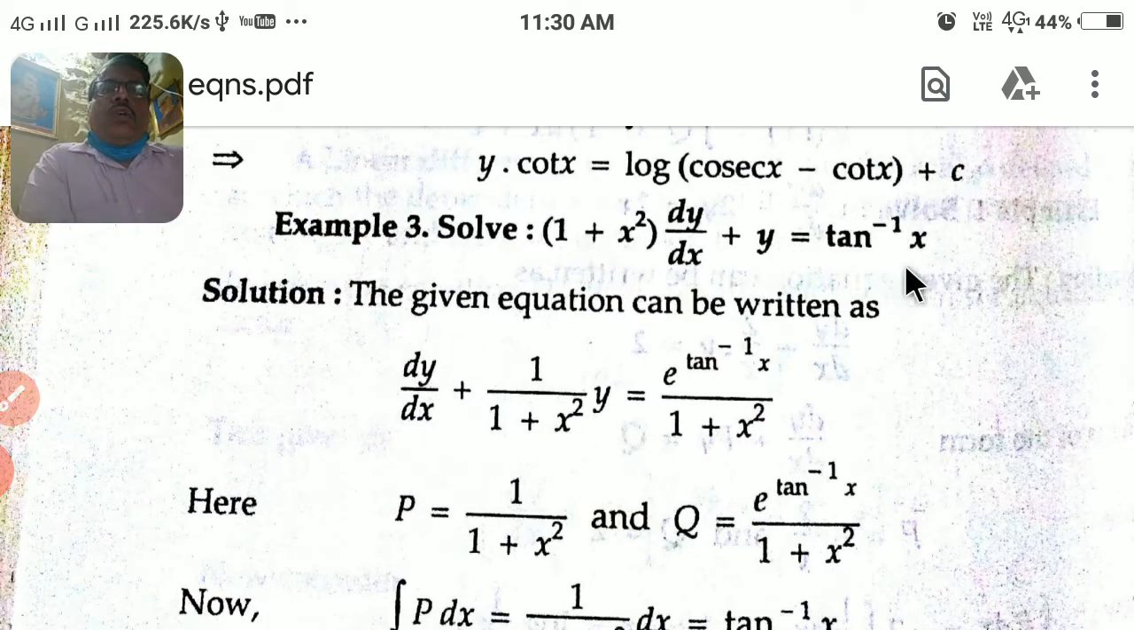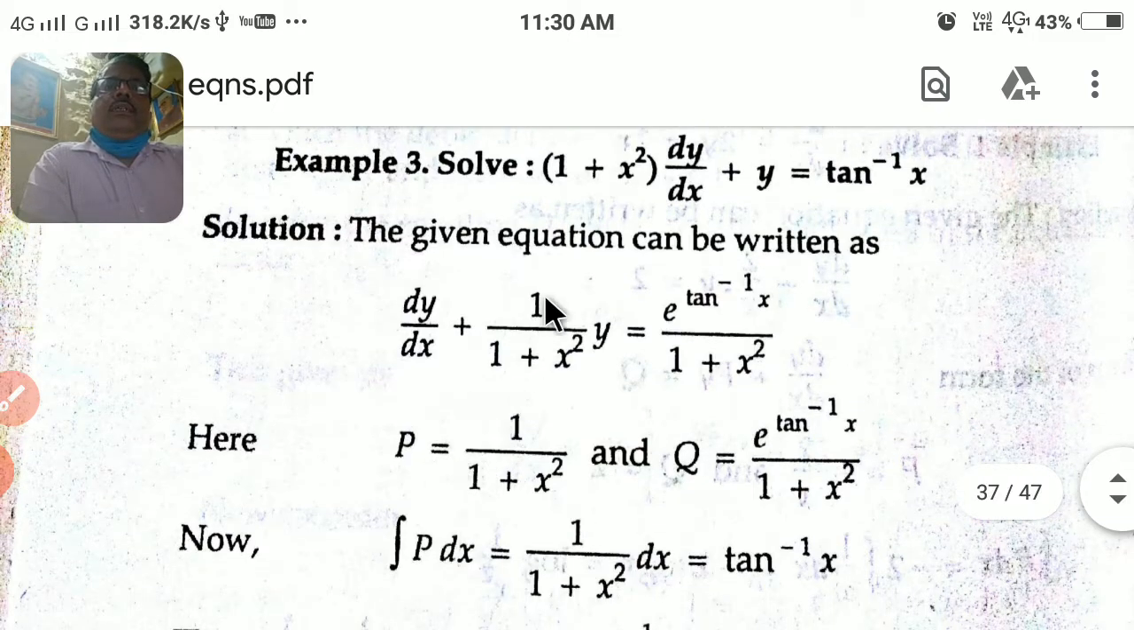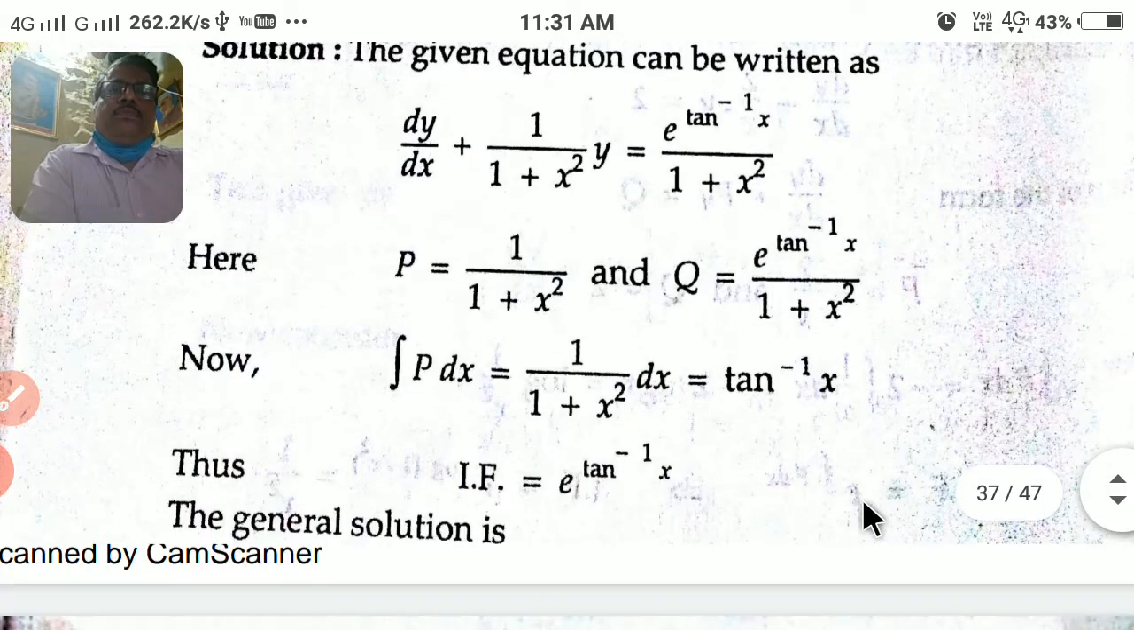So dividing the whole equation by 1 plus x square, which gives dy by dx plus 1 divided by 1 plus x square into y, which is equal to e raised to tan inverse x divided by 1 plus x square. In the problem it is given wrong, so make it e raised to tan inverse x. Then comparing with the standard equation, which gives P is equal to 1 divided by 1 plus x square, Q is equal to e raised to tan inverse x divided by 1 plus x square.